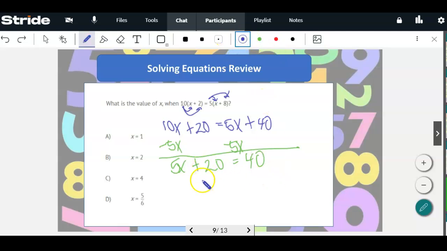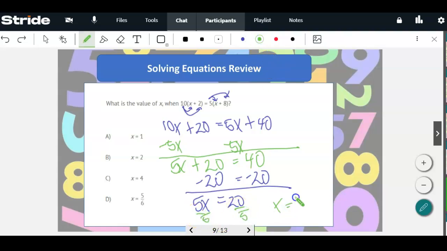Now we have a two-step equation. It's plus 20, so we're going to subtract 20 from both sides. And so we're left with 5x is equal to 40 minus 20, which is 20. And the last step, divide by 5. x is equal to 4.